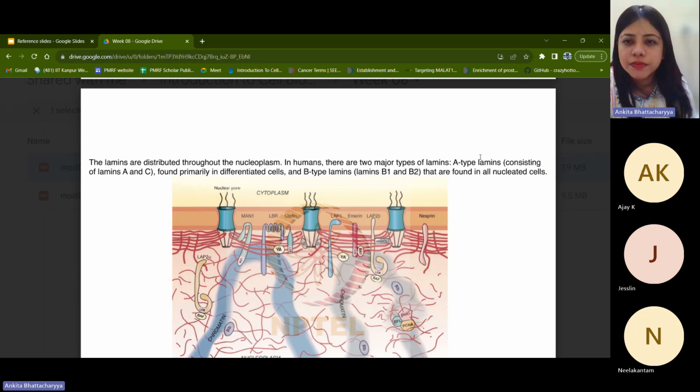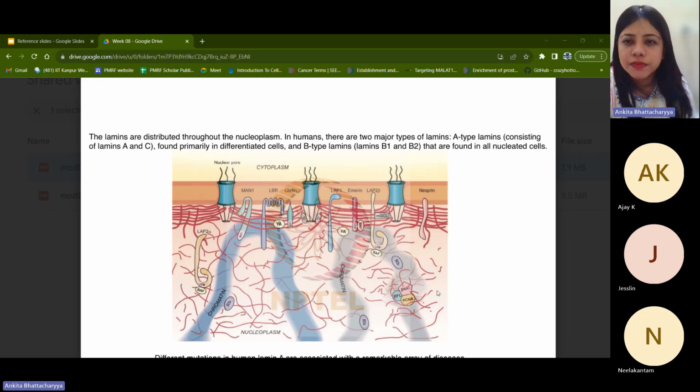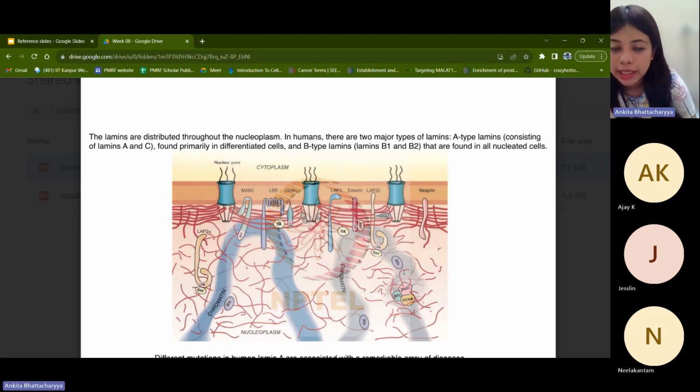The lamins that are distributed throughout the nucleoplasm have been shown here. Humans majorly have two types of lamins. We have A type lamins, consisting of lamin A and lamin C. Primarily, you see them in cells that have already differentiated. And the B type lamins, which are lamins B1 and B2, are found to be present in all nucleated cells. So this is another representation of the same thing.